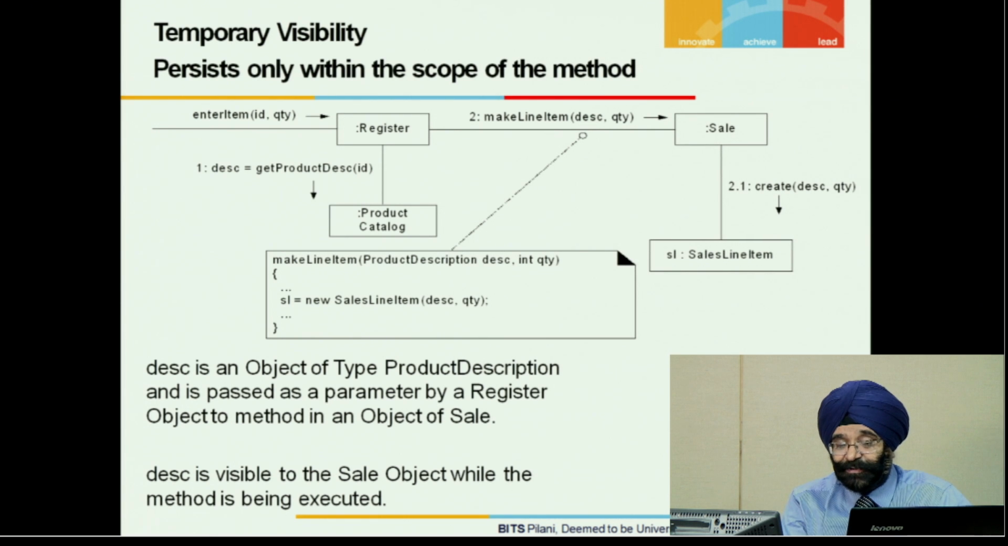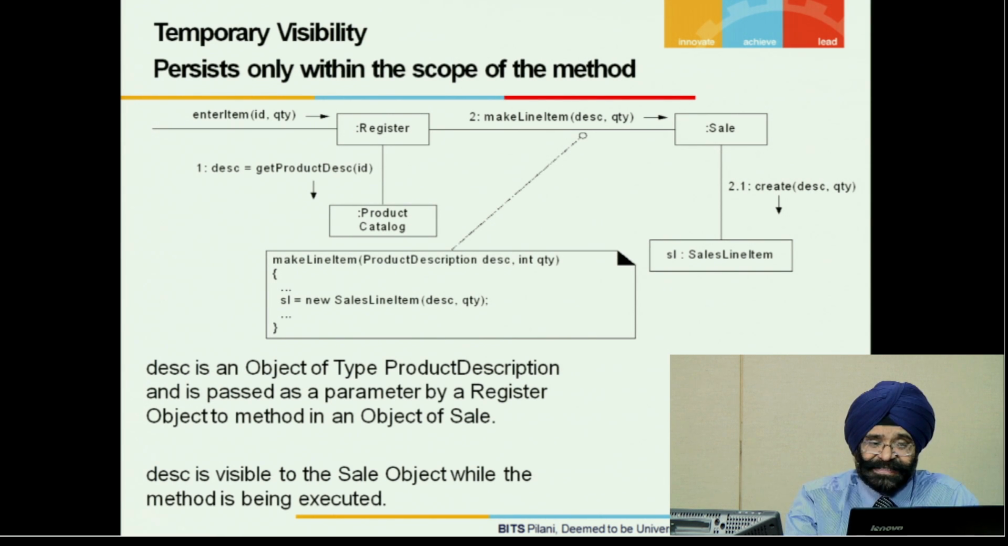We will get into this after a little while, but for now our interest has been with DESC, which has been received by an object of sale class, and while makeLineItem is being executed, it is doing some work. What work it does is immaterial, but the life and the visibility is limited to the extent of the life of the makeLineItem method.